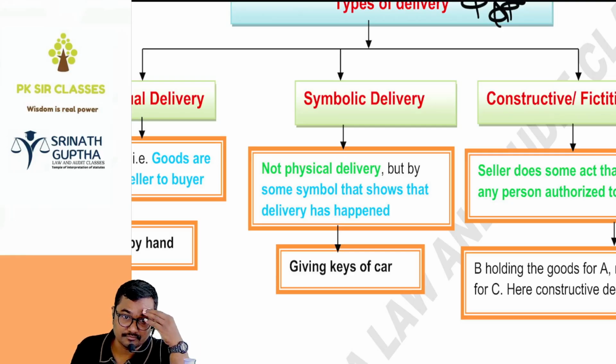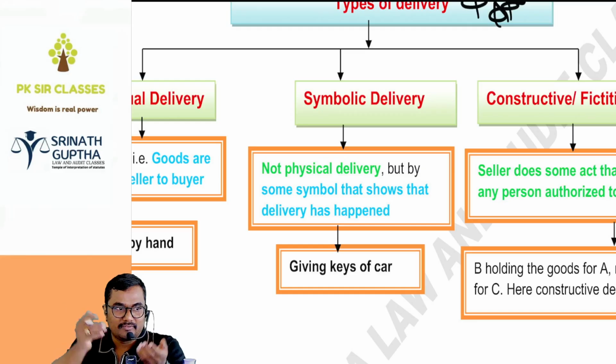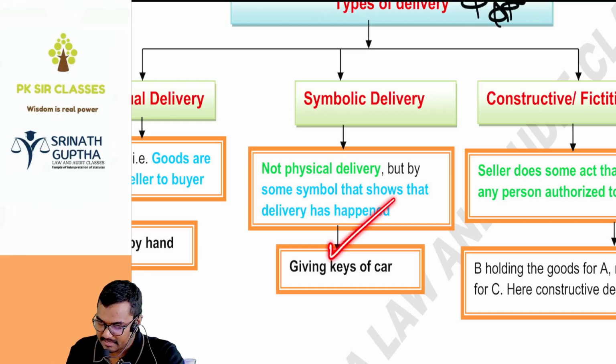Physically, we will not give. Some symbol shows that delivery is deemed to happen. Like instead of the car, can we lift the car? No, we give the car keys. Delivery is deemed to happen.